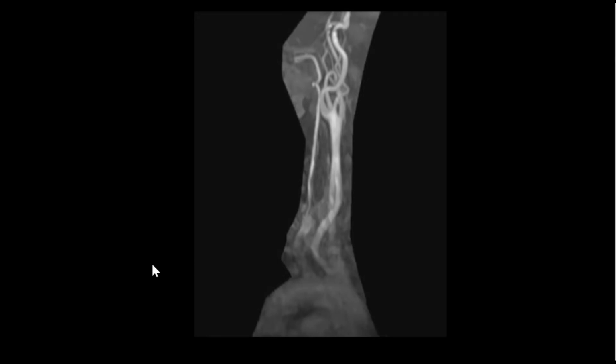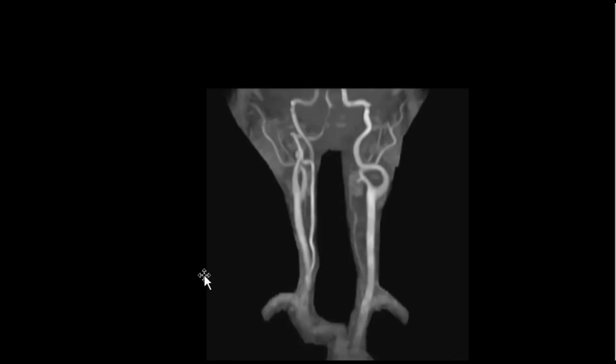Arch of aorta, so we'll go back to the previous slide and see. This is the arch. You can see the right brachiocephalic trunk, subclavian artery, common carotid artery. The left common carotid artery arising directly from the arch of aorta, and the left vertebral artery arising from the left subclavian and the right vertebral artery arising from the right subclavian.